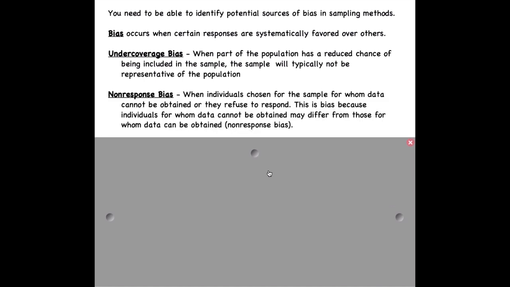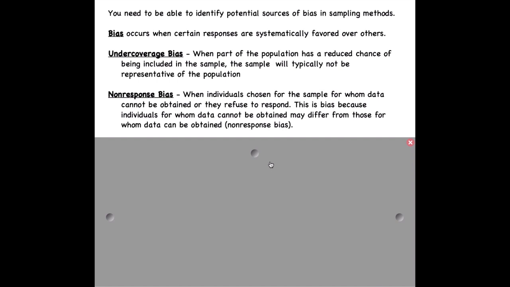Non-response bias is a little bit different. In undercoverage, the one before, you have less of a chance of being selected. With non-response, we're talking about people who were already chosen for the sample, but for whatever reason, we cannot obtain their data, either because we can't get it for some reason, or they refuse to respond. So this is bias because individuals who we're not getting data for might differ from those who we can get data for in some fashion that would lead to bias.